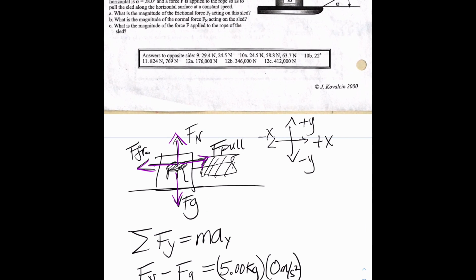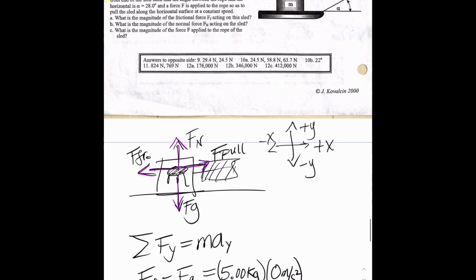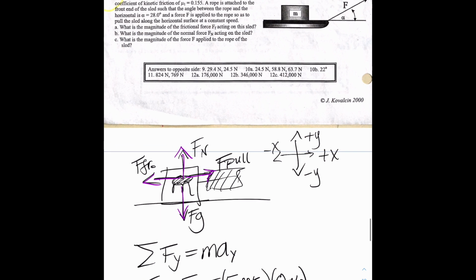All right, so anyways, a sled with a mass of 45 kilograms is sitting on an icy horizontal surface, which has a coefficient of kinetic friction of mu1 equal to 0.155. A rope is attached to the front end of the sled such that the angle between the rope and the horizontal alpha equals 28 degrees. And a force F is applied to the rope so as to pull the sled along the horizontal at a constant speed. All right, then they say find the frictional force, find the normal force, find the magnitude of the force pulling. So it's pretty straightforward.